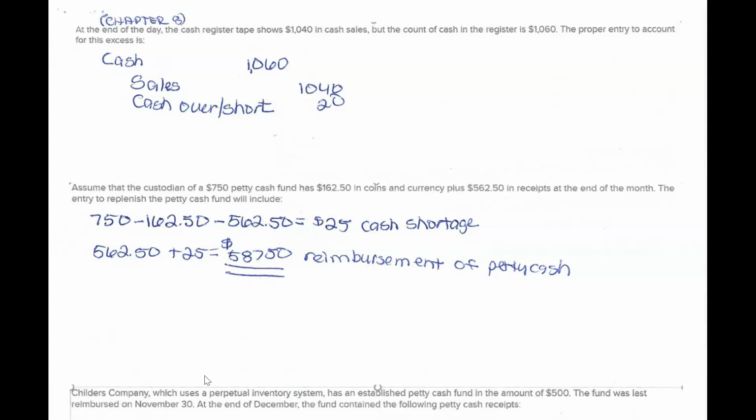Okay. We have the $750 that we started the month off with. If you subtract the cash you have, the coins and currency, and then subtract all of the receipts you have, you end up with a $25 shortage. Take the amount of the receipts plus the shortage, and that gives you $587.50. That is the cash amount that you need to reimburse. You will debit the expense accounts, whatever they are, and credit cash $587.50 and go down to the bank and get $587.50 to replenish the cash fund.